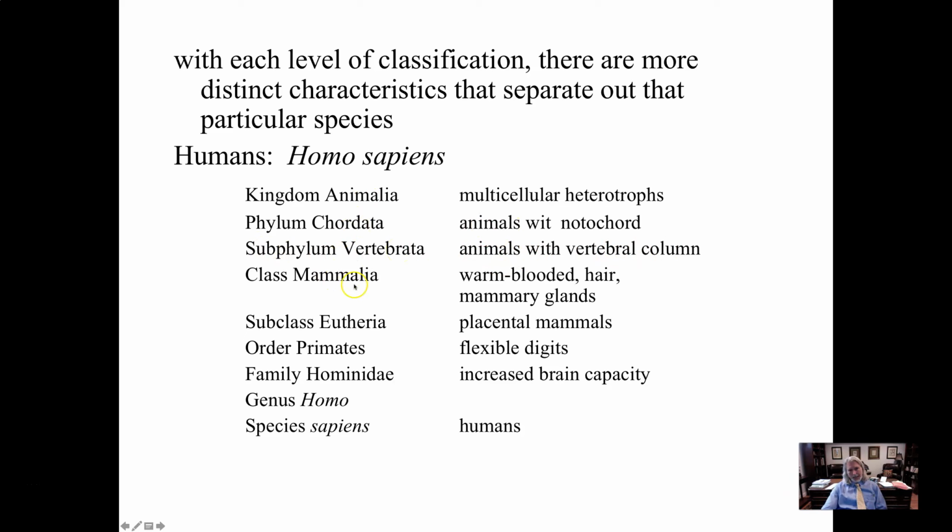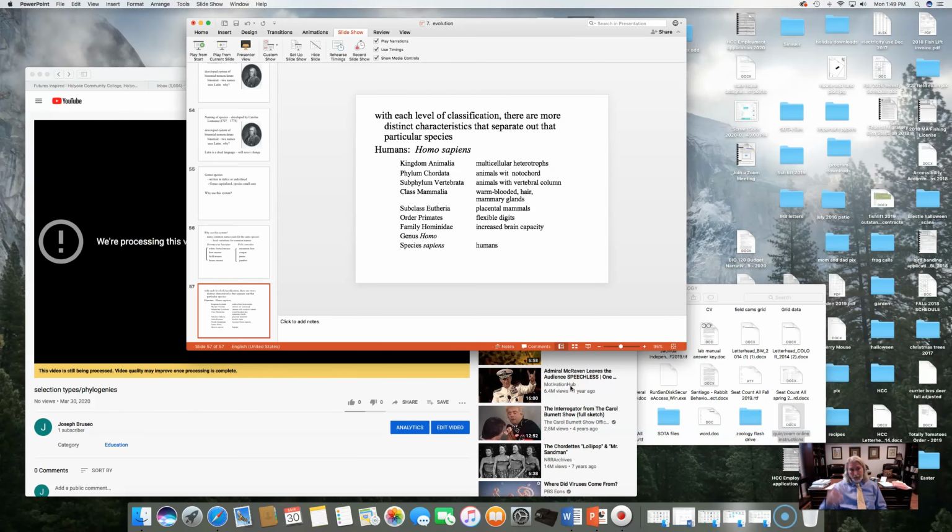Each of these taxonomic groupings is just teasing out more and more similar characteristics to each other, but different from the rest of the group. Another way to say it is you're looking at more and more derived characters to separate things out into individual groups. So that's basically the lecture on classification and taxonomy.